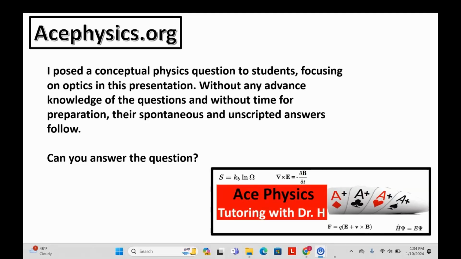I pose a conceptual physics question to students focusing on optics in this presentation. Without any advanced knowledge of the question and without any time for preparation, their spontaneous and unscripted answers follow. Can you answer the question?